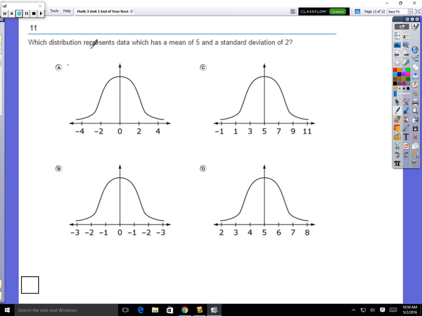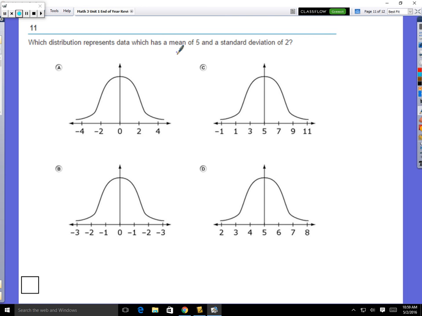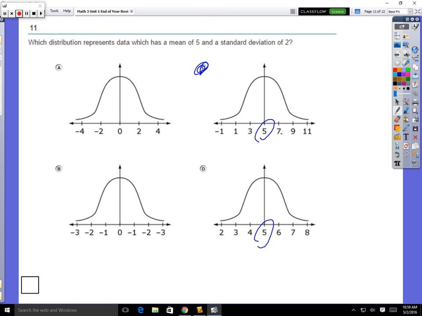Okay, 11. Which one shows an average of 5 and a standard deviation of 2? It's going to be C. Count by 2: 7, 9, 11. This one only counts by 1: 6, 7, 8.